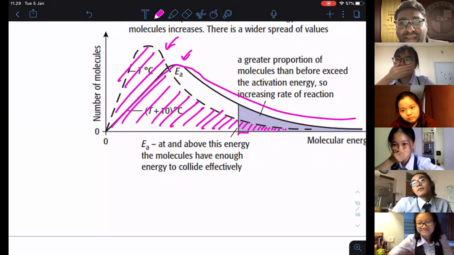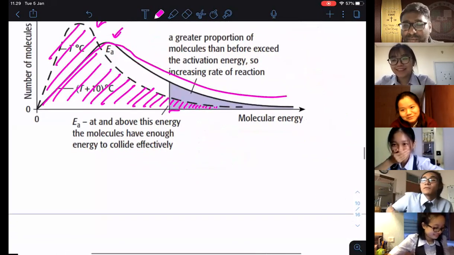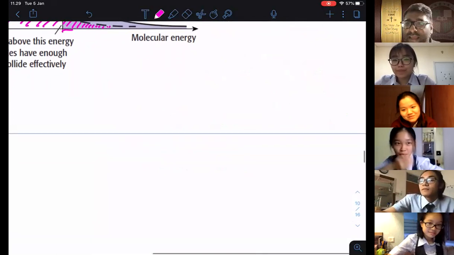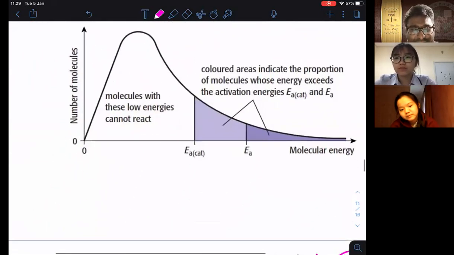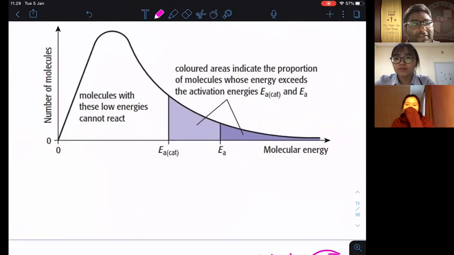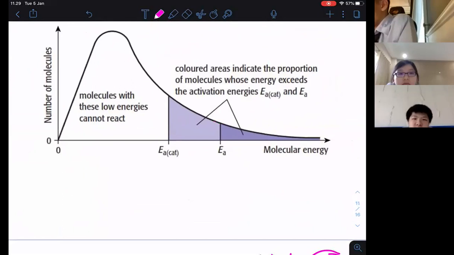Anyway, there is still one more question, but I think we lack time. The last question is: explain the Boltzmann distribution curve when a catalyst is added. I have this graph over here, so maybe someone can explain this.